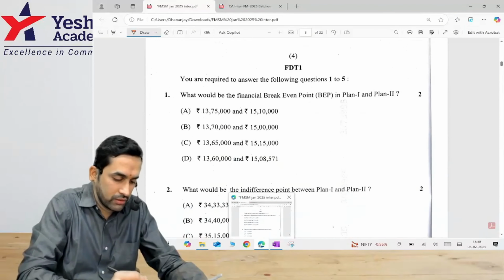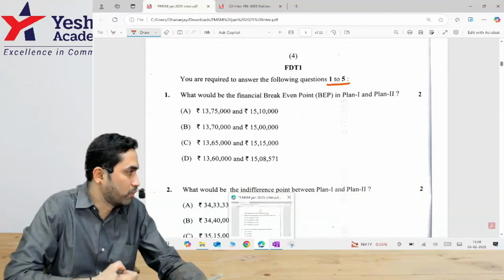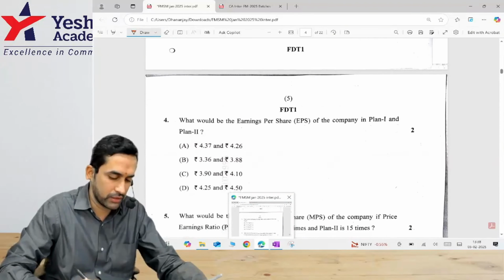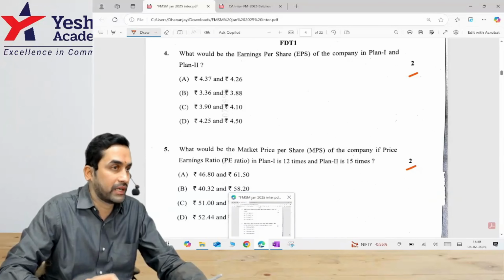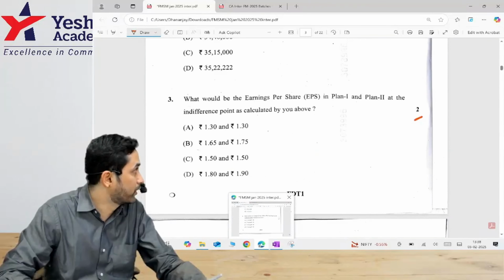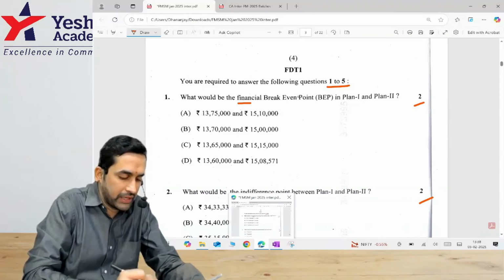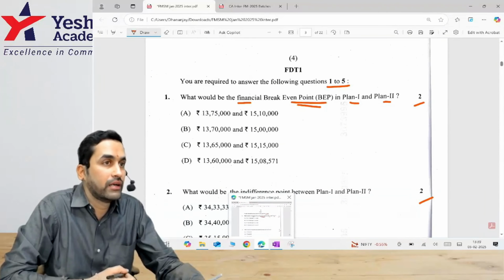Now the question: they want you to solve questions 1 to 5, and each MCQ you can see here is for 2 marks. So it used to be a 10 marks question, now converted into 5 questions of 2 marks each. What would be the financial break-even point in plan 1 and plan 2?